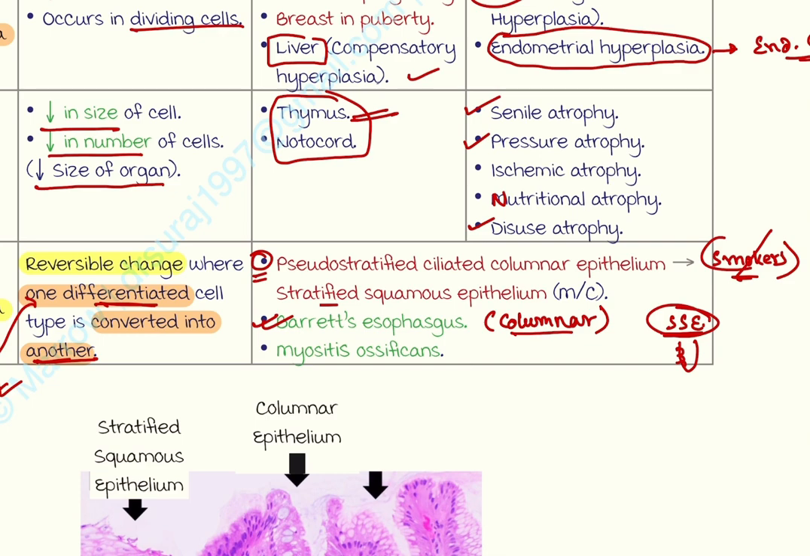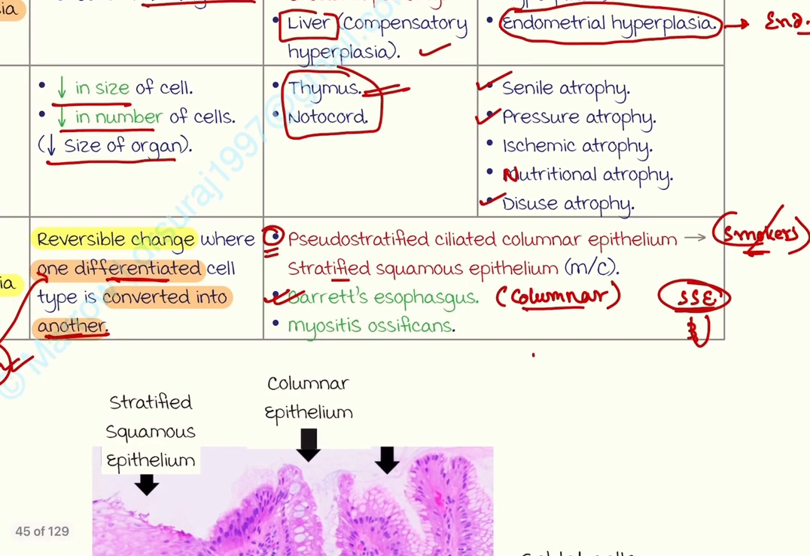Okay, please remember, metaplasia is associated with vitamin A deficiency. Another connective tissue metaplasia example is myositis ossificans, where the muscle is converted to bone, that is, it is ossified.